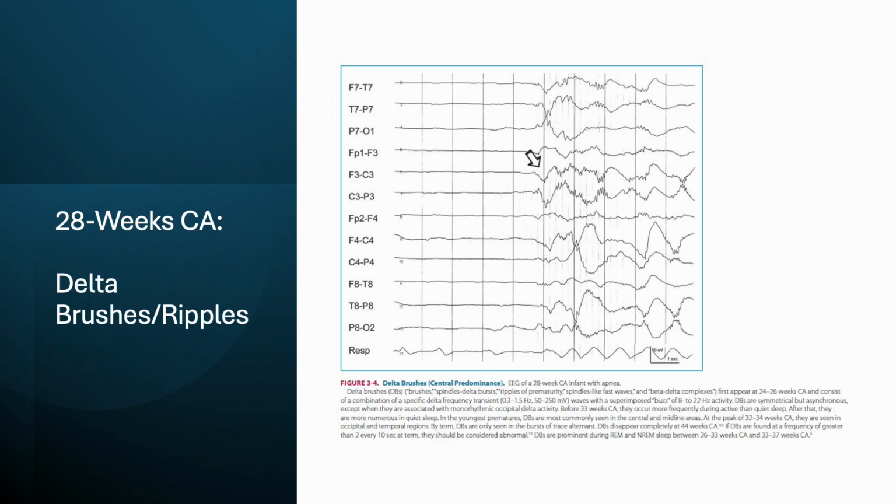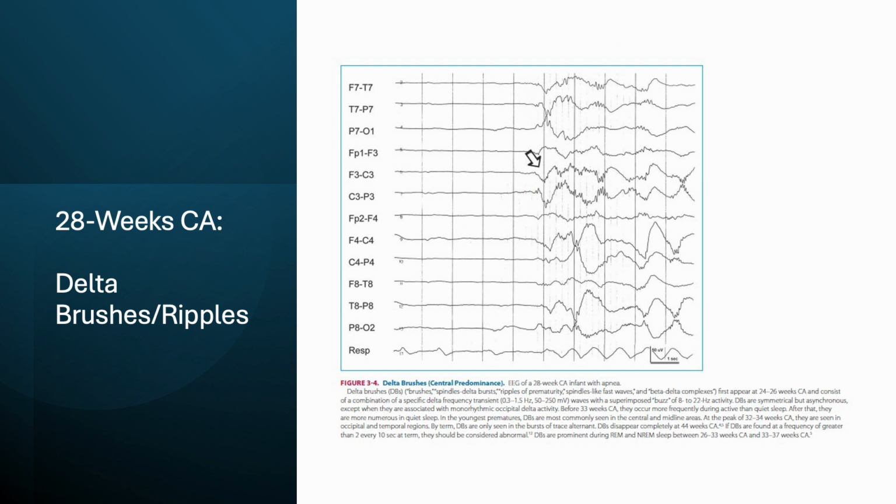Here are some delta brushes. You may also hear them called delta ripples. It's almost like the baseline deflects upwards, kind of like sweat artifact, or downwards. And then you've got this, it's faster than alpha, that's beta. But they're riding on these waves. Those are delta brushes. It happens after a period of interburst.